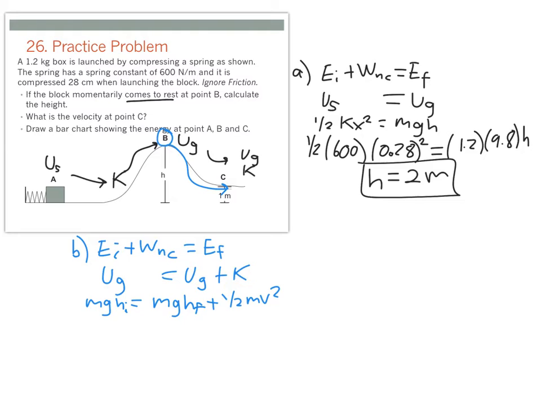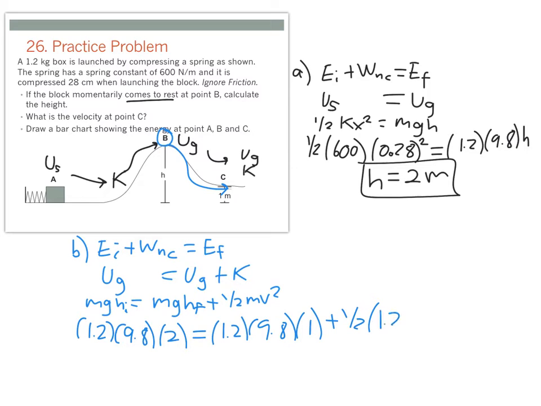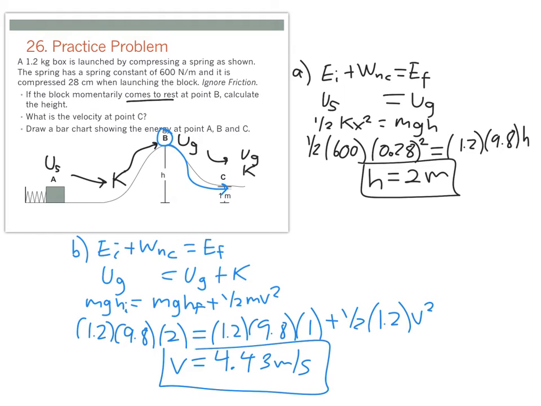I now can plug in what I know, so 1.2 times 9.8 times 2 equals 1.2 times 9.8 times 1 plus 1/2 times my mass, which is 1.2, times v squared, and when I solve for v, I get an answer here, 4.43 meters per second. So that's going to be my velocity at point C.